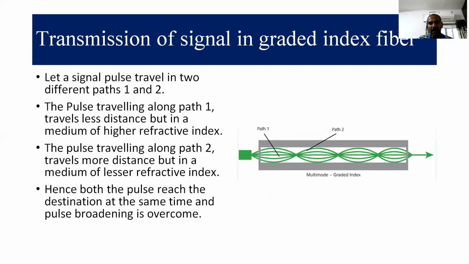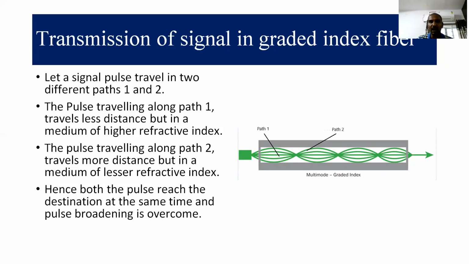Then, let us see how the signal will be transmitted in the gradient index fiber. Again, in this diagram, you will observe the two paths. First path, represented as path 1, travels in the higher refractive index region, and path 2 is the light ray which travels in the lesser refractive index region. So let us send a signal pulse along the two different paths, path 1 and path 2.